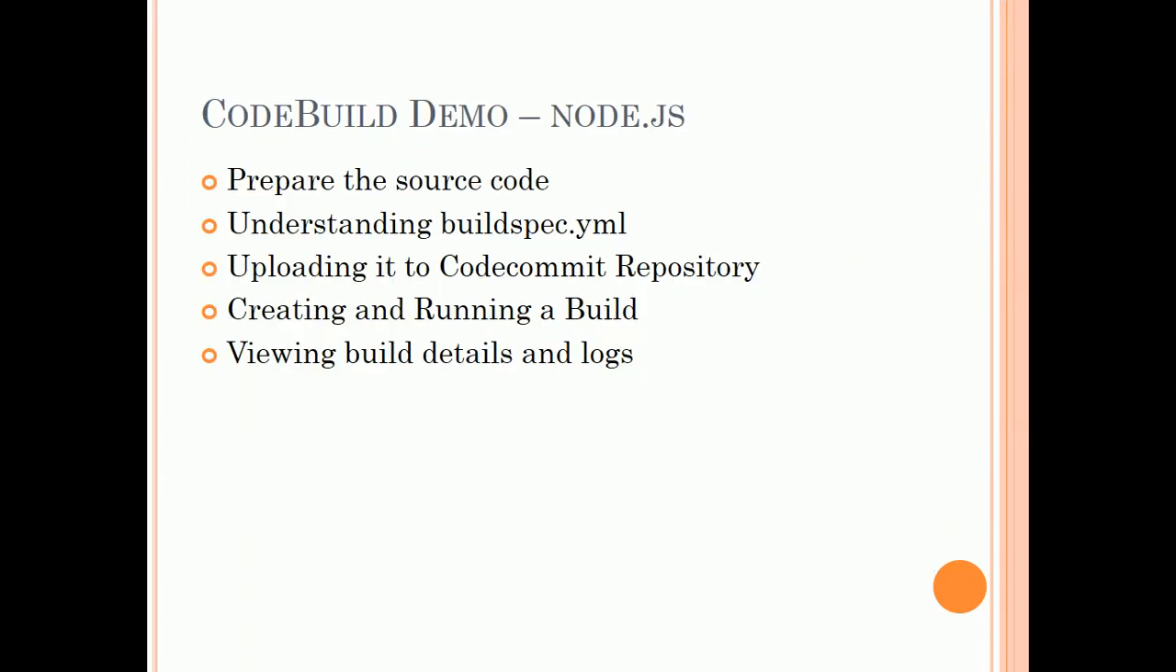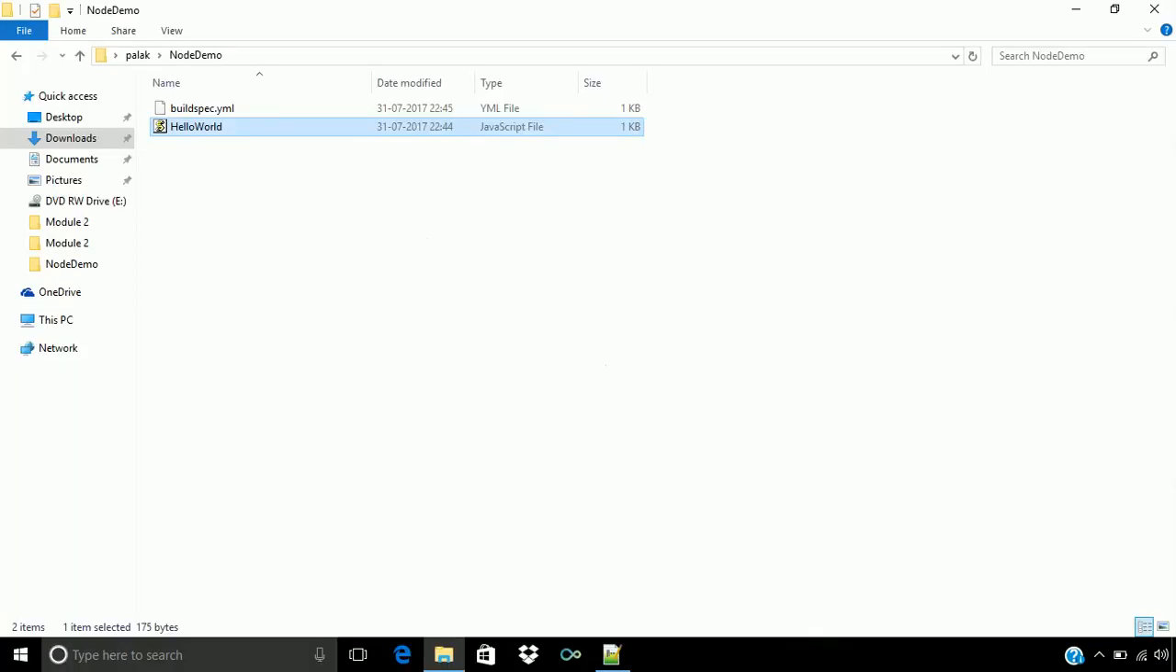In this demo, we will prepare our source code for Node.js. We will also prepare buildspec.yml and understand the structure of it. And then we will upload the code to a CodeCommit repository, and after that we will create and execute the build. And after the successful execution, we will view the build details and logs. So let's first create our source code. This is a simple hello world Node.js demo. We need these two files for this demo.